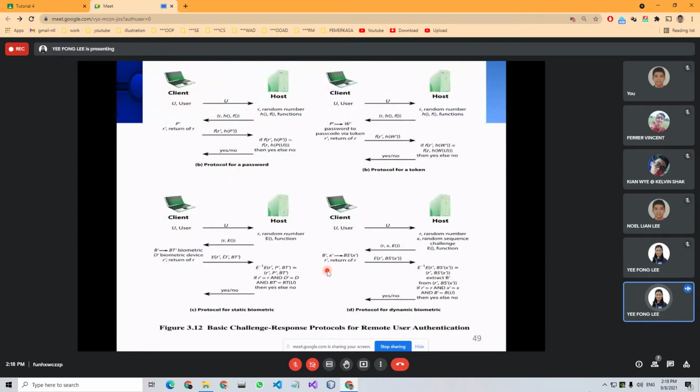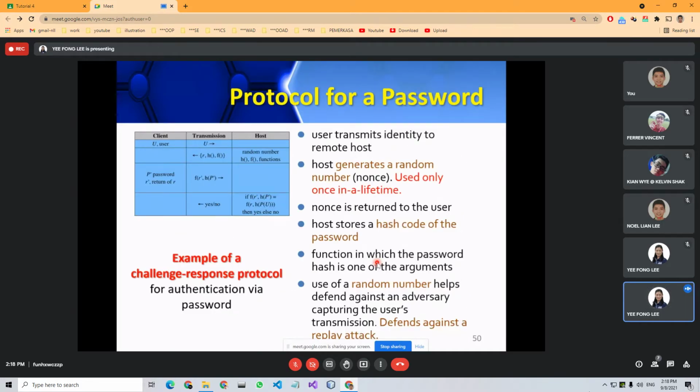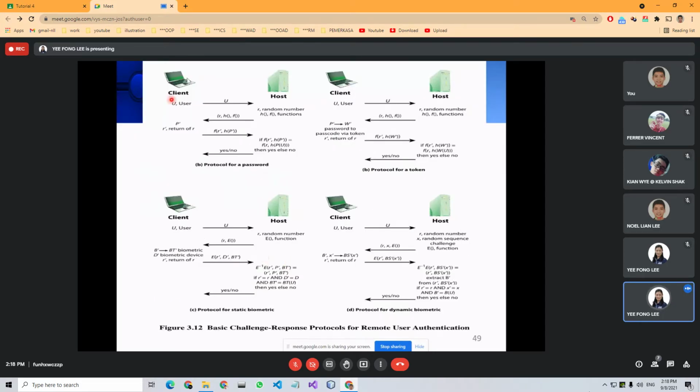So they have 4 basic challenge response protocols for remote user authentication. First, protocol for password, for token, static biometric, and also dynamic biometric. The following slide is explaining each one of them. So this explanation, protocols for password, refers to the first diagram here.